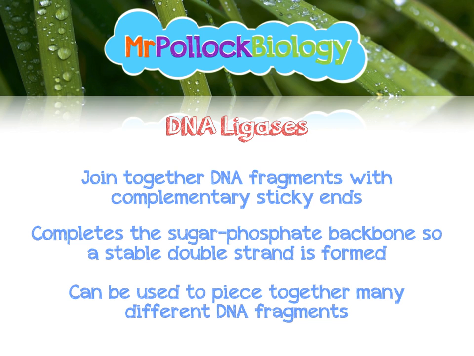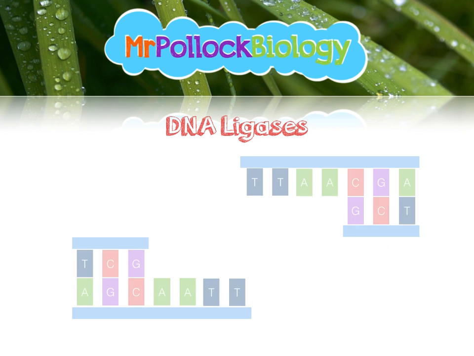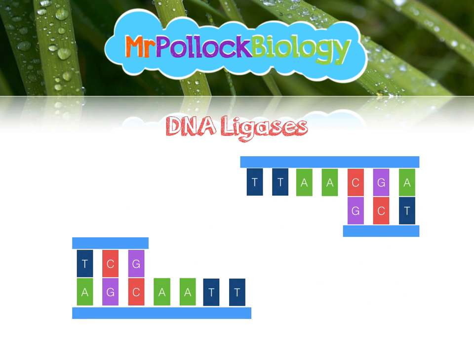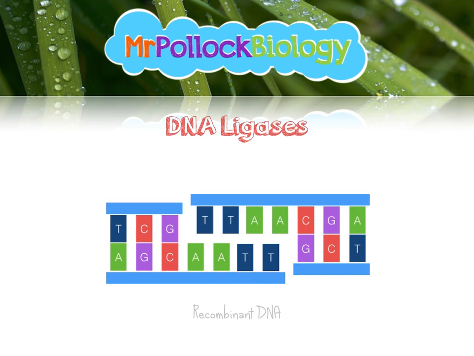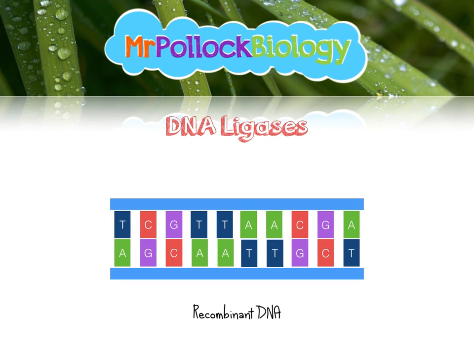So if we pick up where we left off in the last video, here are two sticky-ended strands of DNA, so fragments, and these have been produced by cutting with the same restriction endonuclease. So the complementary base pairs are there, and that means we can use DNA ligase to form the proper double-stranded DNA by completing the sugar phosphate backbone. And this is recombinant DNA, where it's been formed from two different sources. So how do we get this into a host cell or a living host cell?